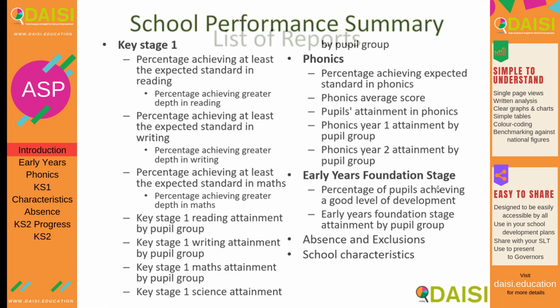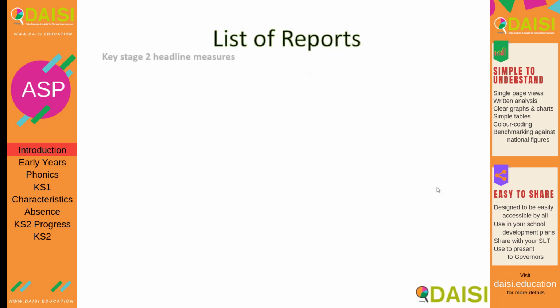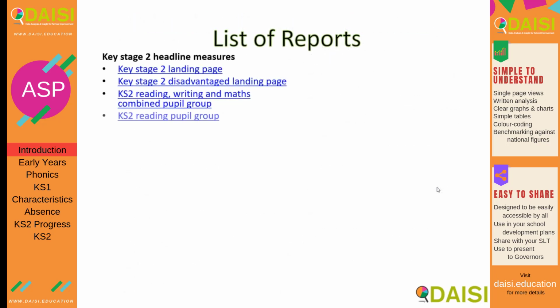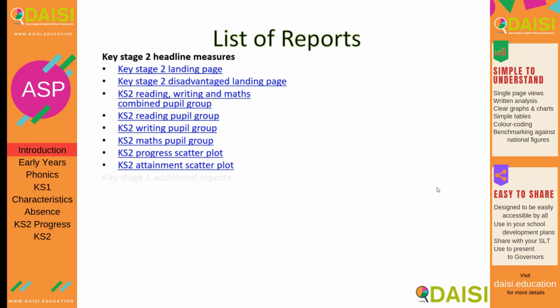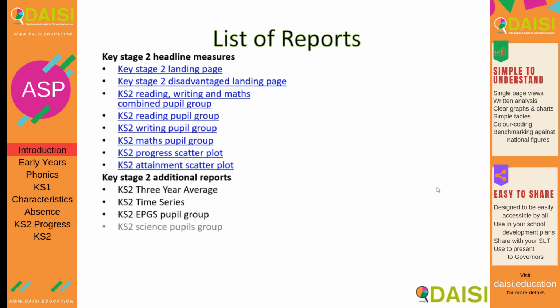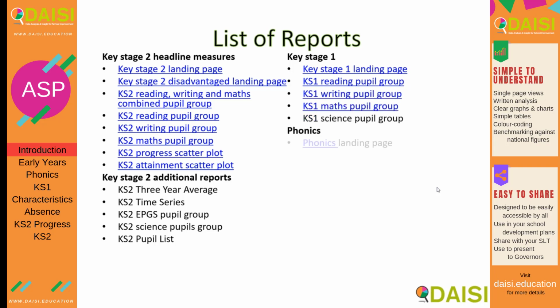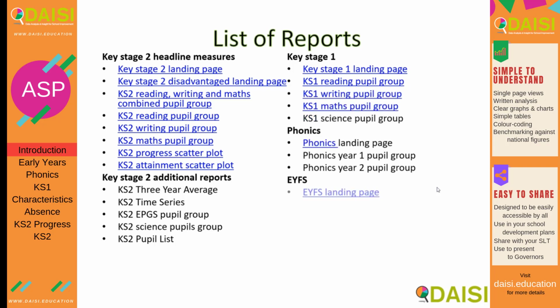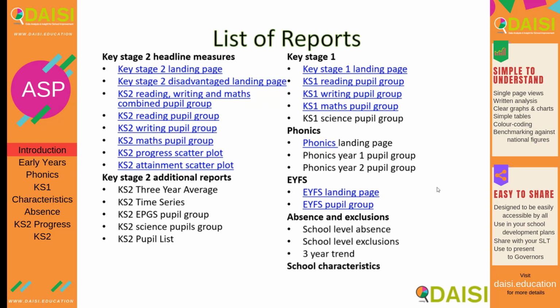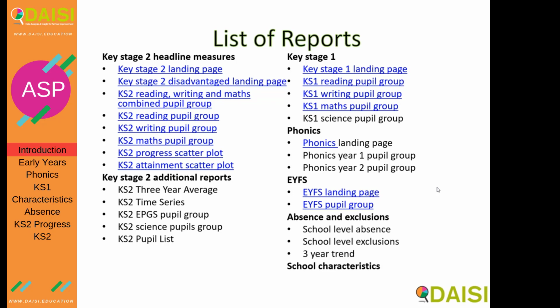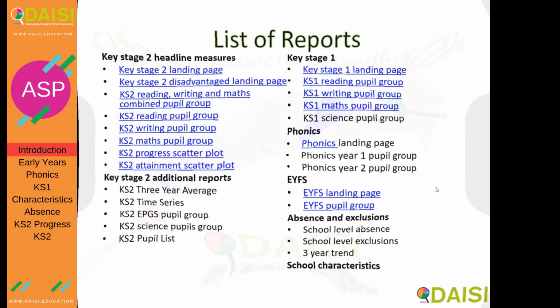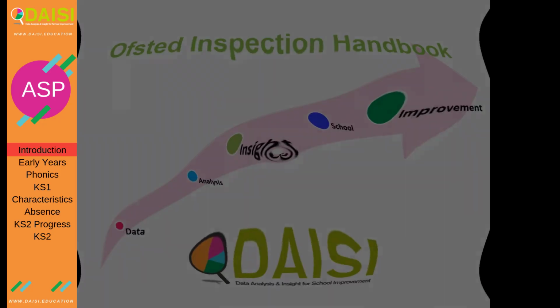The rest of the list of reports allows you to go into any one individual report. So whereas a school performance summary is a long, comprehensive document, if you just want to go to, say, Key Stage 1 reading only, then you can do that in the list of reports. So basically almost everywhere is accessible from the list of reports. So in the next video, we'll have a look at why you should be interested in what the ASP says.